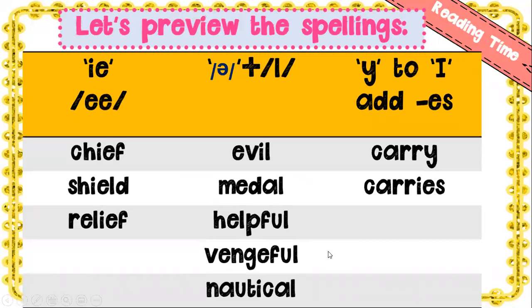Now, if you're vengeful, if you want to get back at someone or kind of get even with someone, you want to seek vengeance. So vengeful would be someone wanting to seek revenge for something. Nautical, you're dealing with in the water. Like a nautical event would be something happening in a body of water.